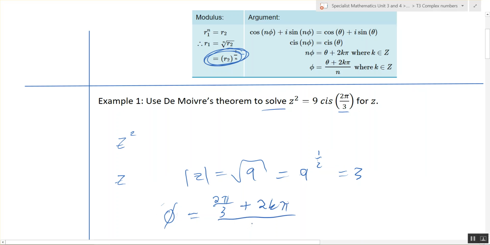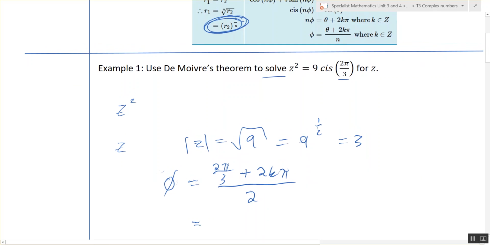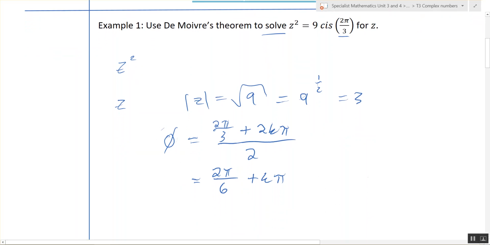For n, what is n for this one? 2. Okay, so this becomes 2 pi over 6 plus k pi. So now that we have a general solution, we use values for k. So in this one, there's 2 solutions because n is 2. So you always start at k equals 0. Okay?